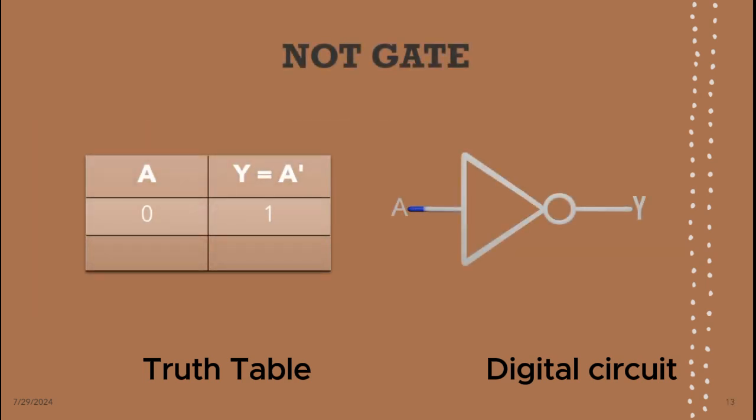That is NOT gate. We also call it inverse gate. So basically this is the digital circuit of NOT gate. As you can see that it contains only one input and one output. And you can see the logical expression that y is equal to A not, or there is another symbol that is known as A bar. If the value of A is 0, then the output would be 1. And if the value of A is 1, then the output would be 0.